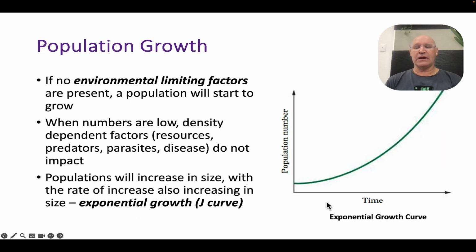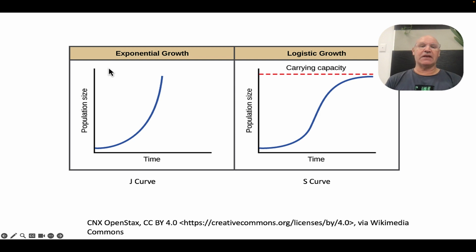Okay, so when a species first enters an ecosystem, there's no environmental limiting factors, so the population starts to grow. When those density-dependent factors are low, we see a rapid increase in population, and we call that exponential growth. So it's a J-shaped curve. We see this initially, but then after that point, it tends to level off at the carrying capacity, and we call this logistic growth or an S-shaped curve.